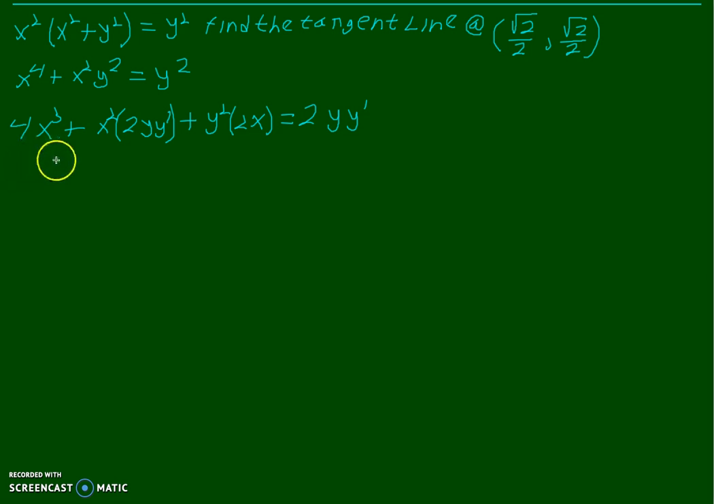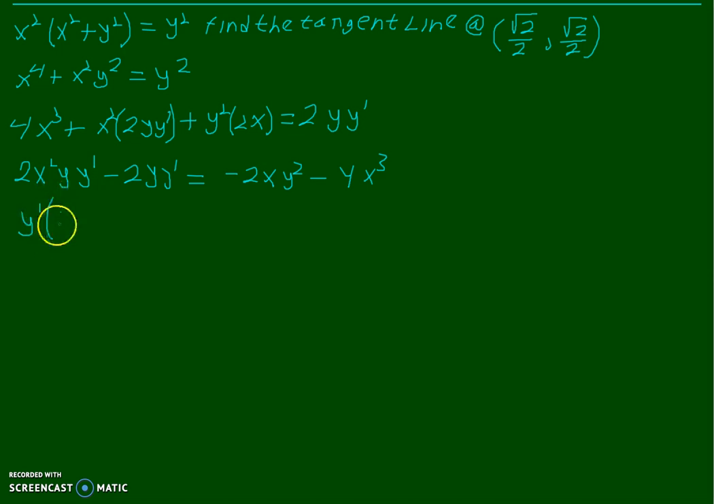Now to continue, we're going to group all of our y prime terms on the left. So we have 2x squared y prime minus 2y y prime, I just pulled this over here, equals, and these are going to the other side, minus 2x y squared minus this piece, 4x to the 3rd. Factor out a y prime.